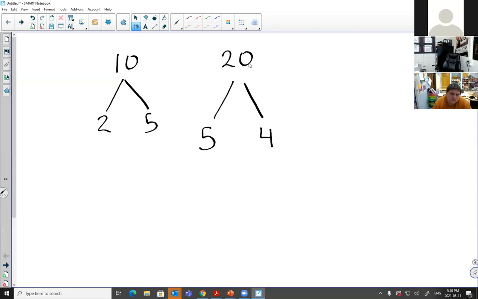Yes. What about 4? No. What can 4 now break down into? 2 and 2. So what we've done is we've created a prime factorization tree, because if you look at this, when I take the 5 times the 2 times the 2, do I end up back with my 20? Yeah, I do, right? So I've taken 20 and broken it down into its prime numbers.